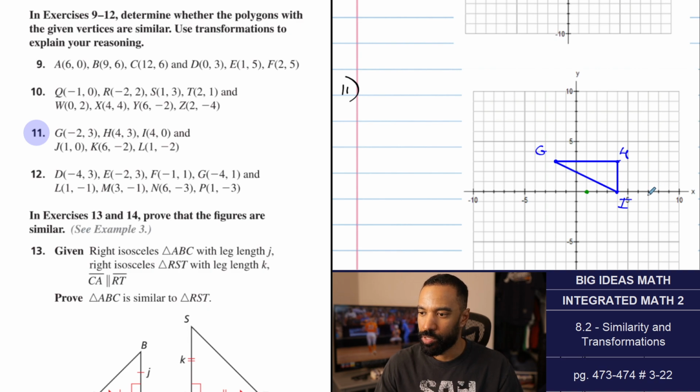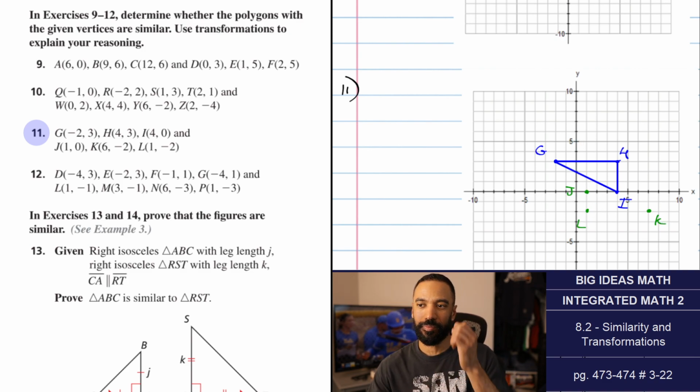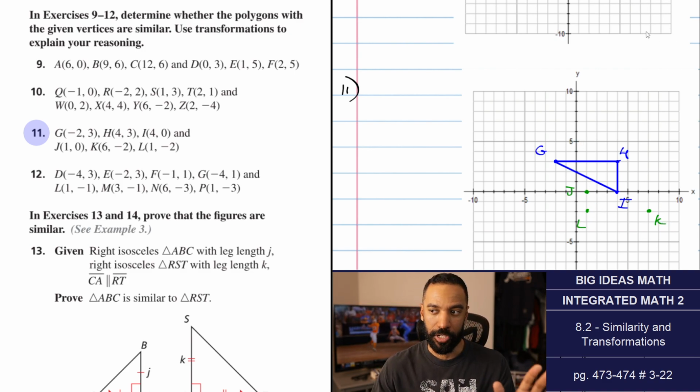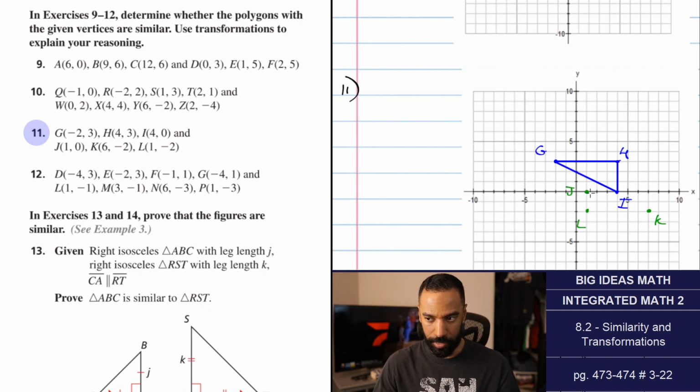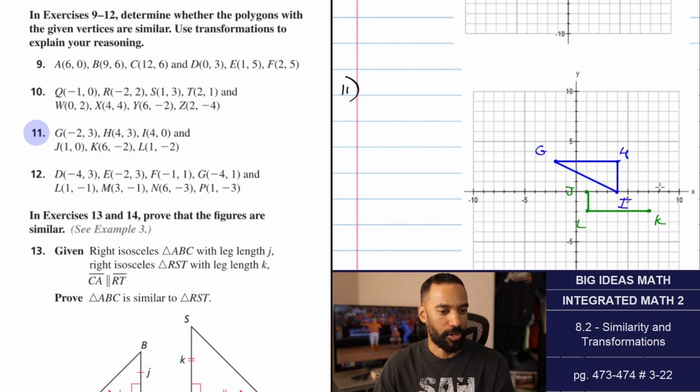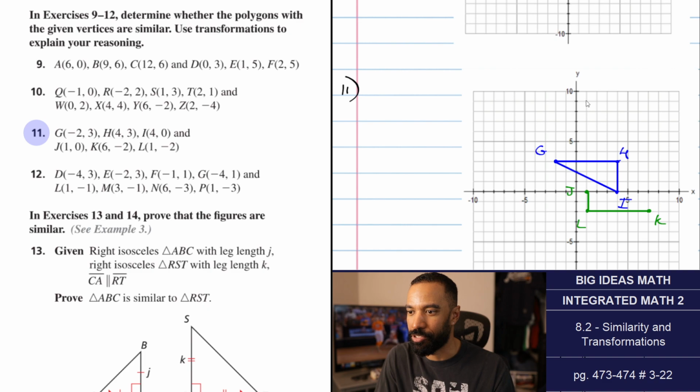6, -2. 6, -2. And 1, -2. Okay. J, K, and L. Now this intrigues me. I mentioned this before. There's more than one way to answer it. If so. But let me make sure I plotted those right, because I didn't. K is at 6, -2. That's not right. Hold on. 6, -2. Let me make sure I did this correctly before I move forward.